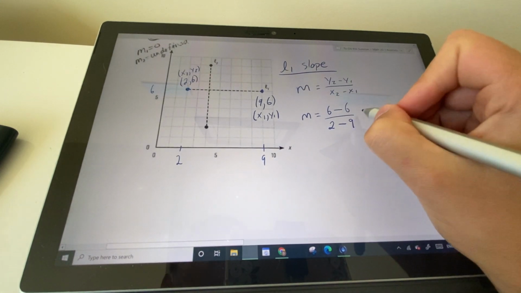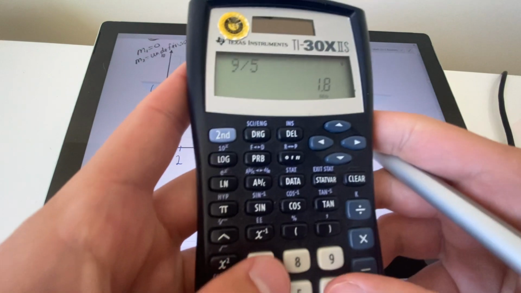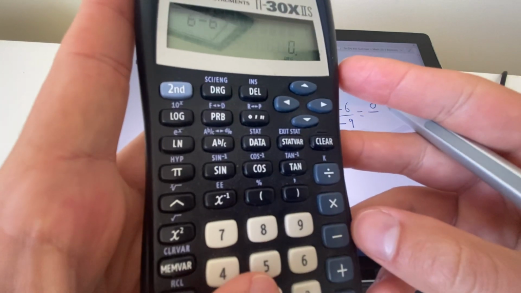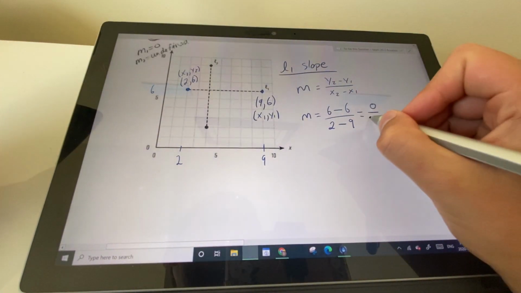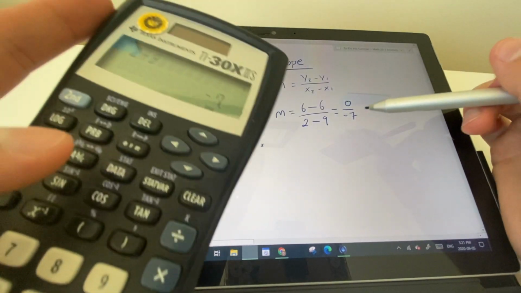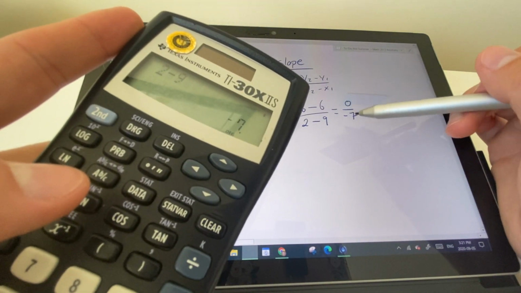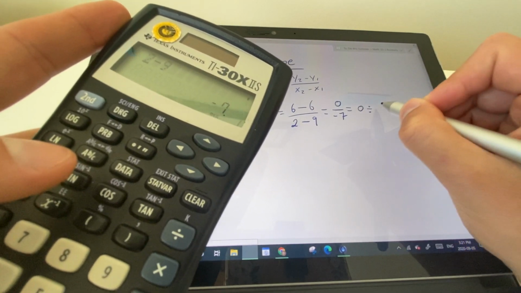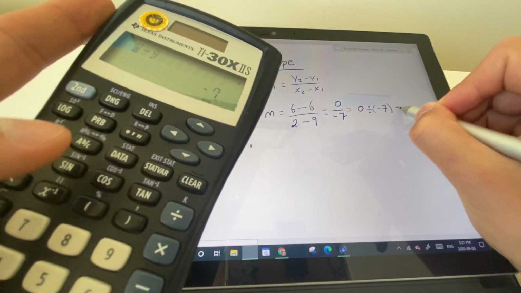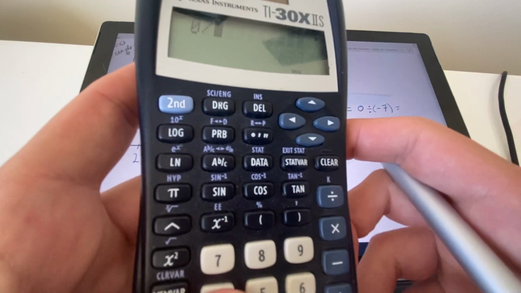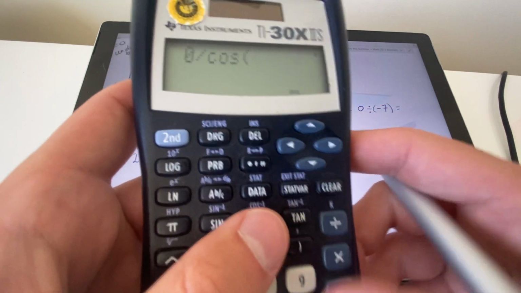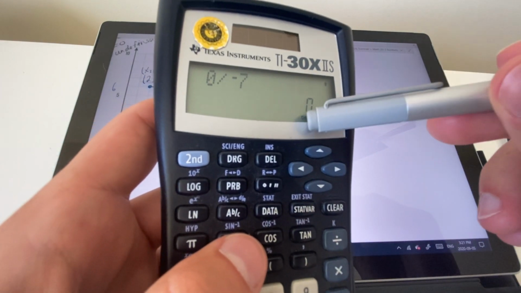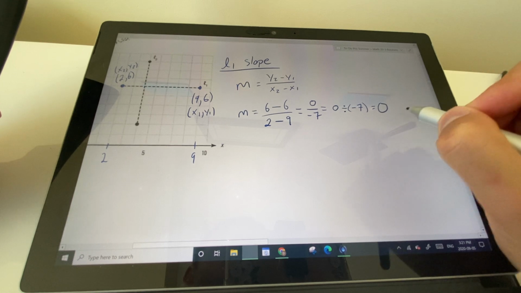Okay, so we can plug these into our calculator. What is 6 minus 6? That is 0. What is 2 minus 9? -7. And now, to figure out the slope, we want to do 0 divided by -7. So this equals 0 divided by (-7), and that gives us 0. So that's kind of interesting. The slope here is 0.